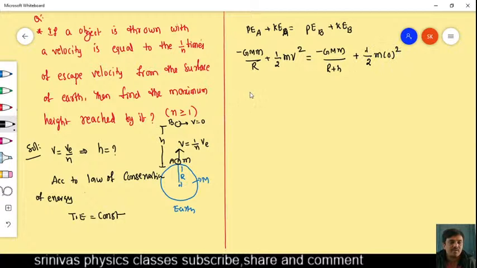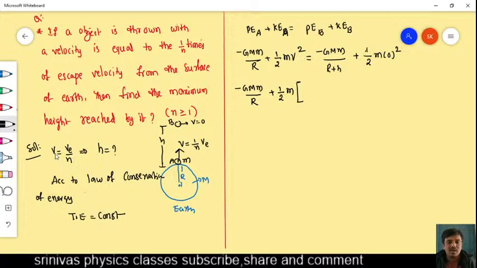Then we have to simplify some more here, and we write minus GMm by R plus half m. Here we know that v is ve by n.